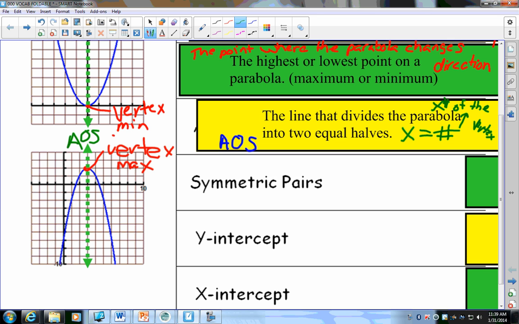So, for example, on the one over here to the left, the top one, that is x equals 0 because that vertex right here is 0, 0. The bottom one down here, the vertex is actually 1, 2, 3, up. Okay, so it should be 3, 2. And that axis of symmetry is x equals 3 because it is the x number of your vertex.